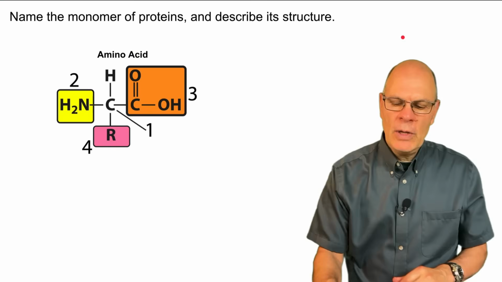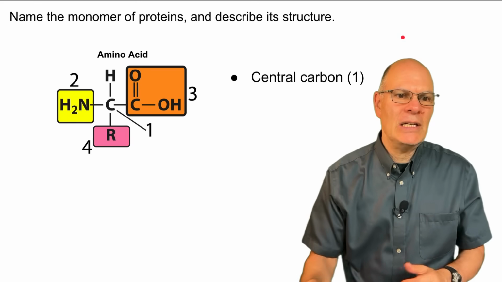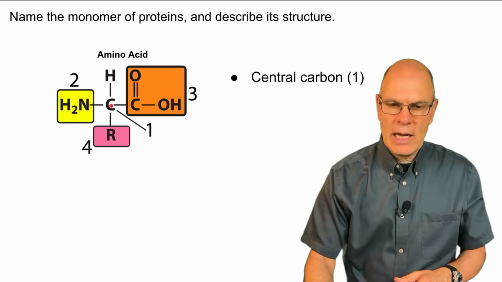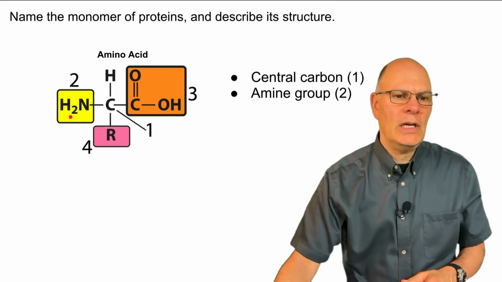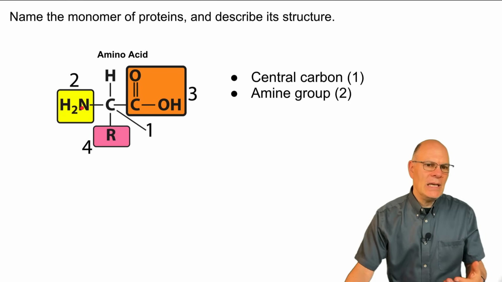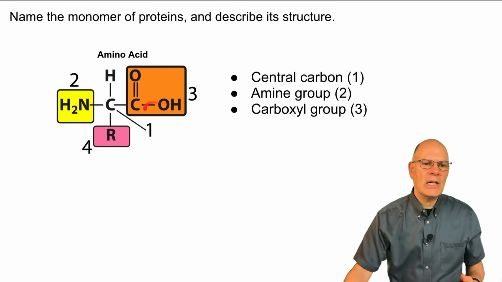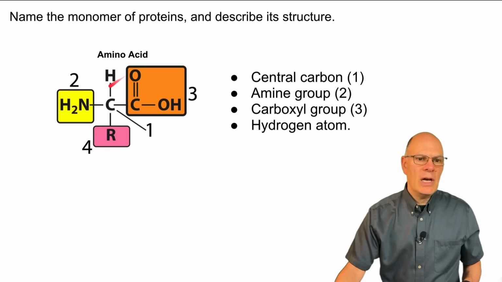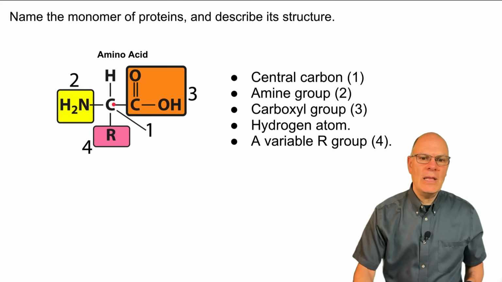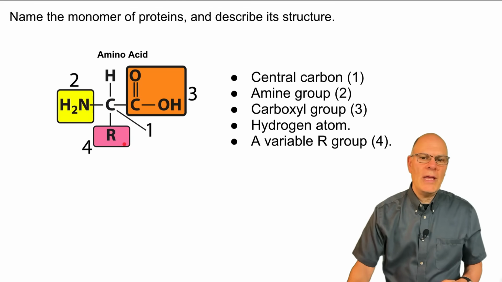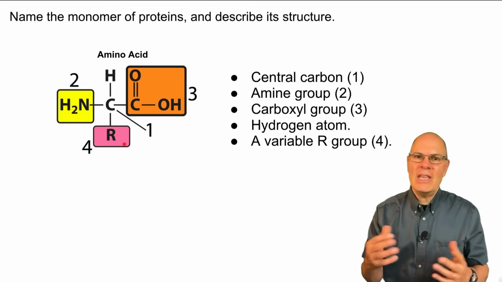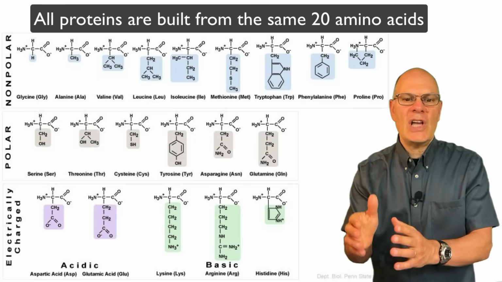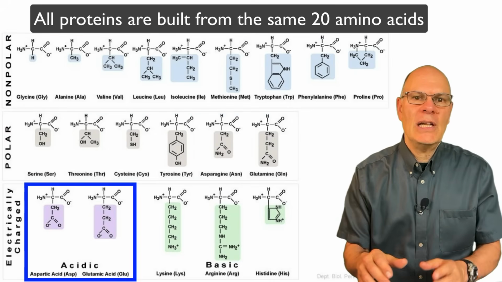Let's review proteins. So the monomer is an amino acid, and it has a central carbon over here, and connected to that carbon is an amine group over here that makes this basic in its structure, but over here on the other side it's got a carboxyl group and that makes it acidic. So therefore it's an amino acid. There's a hydrogen atom attached to the central carbon, and then there's a variable group or an R group, and there are 20 variations, and that's true of all life. All life is built of the same 20 amino acids. That R group is also called a side chain, and it can be polar, nonpolar, acidic, or basic.